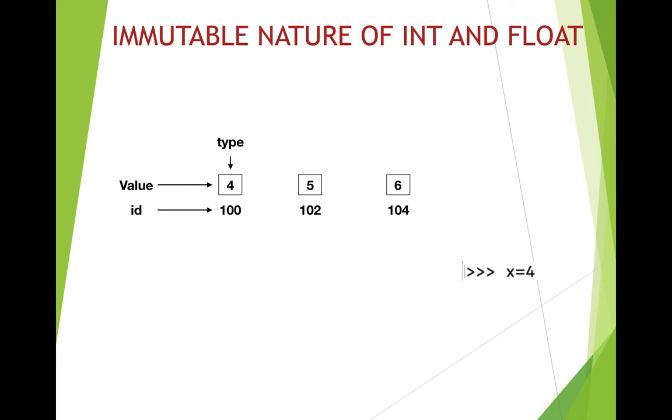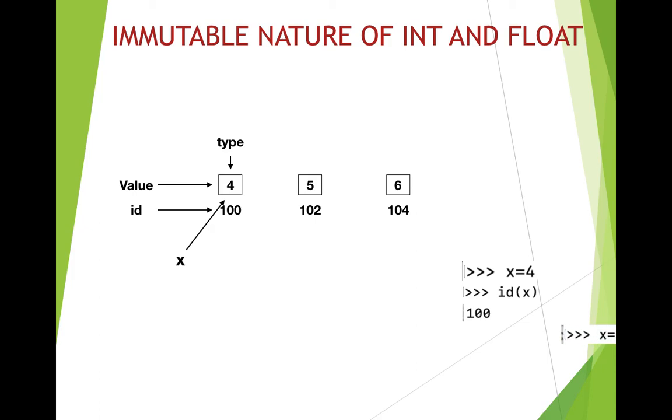Now if in Python I write x equals 4, what happens with respect to memory? A variable x is created which will point to that particular location where 4 is stored. So x will point to this location. Now if I give id of x in the next line, it will display the id where x is pointing to currently. The id of x is 100, so I'll get the answer as 100.